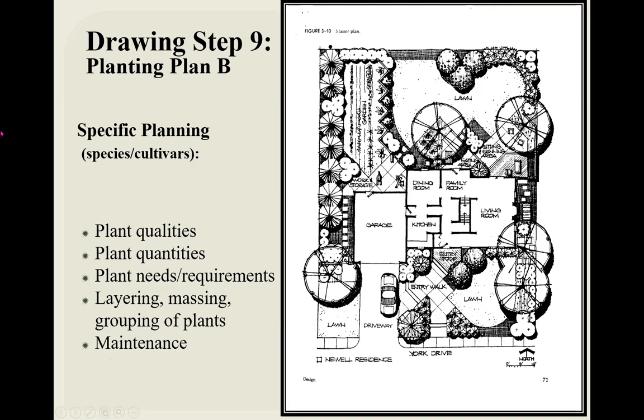The second part of the preliminary planting plan is the very specific planting that you're going to do. This is where you're going to add species, cultivars. You're going to take note of plant qualities and quantities that are needed. This is where you're going to do your plant needs assessment. Make sure that the plants that you choose are fitting the space, the environment, the soil type, and the maintenance you're willing to give. That's a really big one, okay? Understanding your plant and knowing what is involved with owning that plant is part of choosing it. And if you're not ready to give the kind of time that it needs, you might want to reconsider.